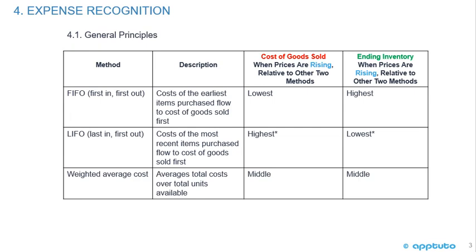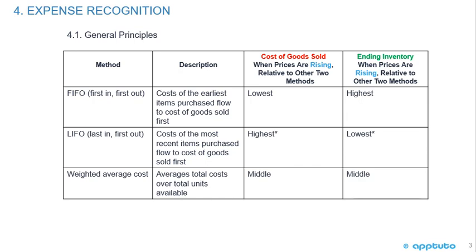Okay, expense recognition, general principles. This is just going to quickly look at different methods for recognizing expenses with regards to inventory. Don't worry, there's an entire reading on inventory, so this is going to be covered in more detail. But just very quickly, if the expense recognition method is FIFO, first in, first out, it means the costs of the earliest items purchased flow to the cost of goods sold. So in a period when prices are rising, the cost of goods sold is going to be the lowest because it's first in, first out, prices are rising. So our cost of goods sold is the item that was first in, it was at a lower price. So therefore, our ending inventory is going to be the highest because the ending inventory has got the most recent items that we've purchased.